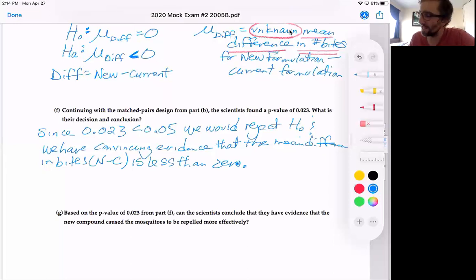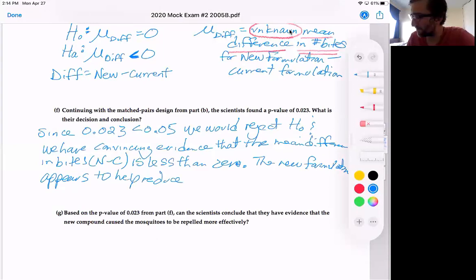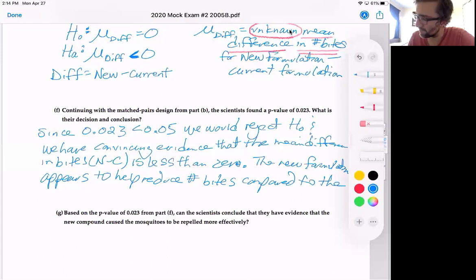That should be sufficient, but in other words, we would say the new formulation appears to help reduce the number of mosquito bites. The reduced number of bites compared to the current. And since, well, let me answer the next question.